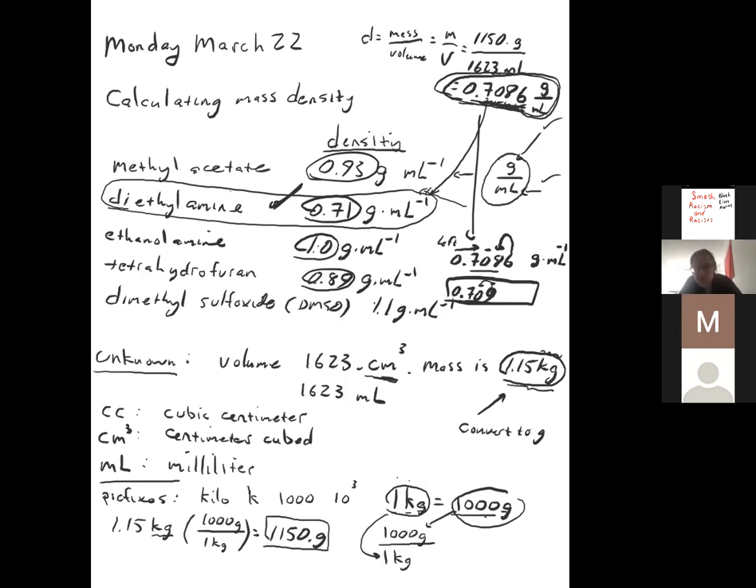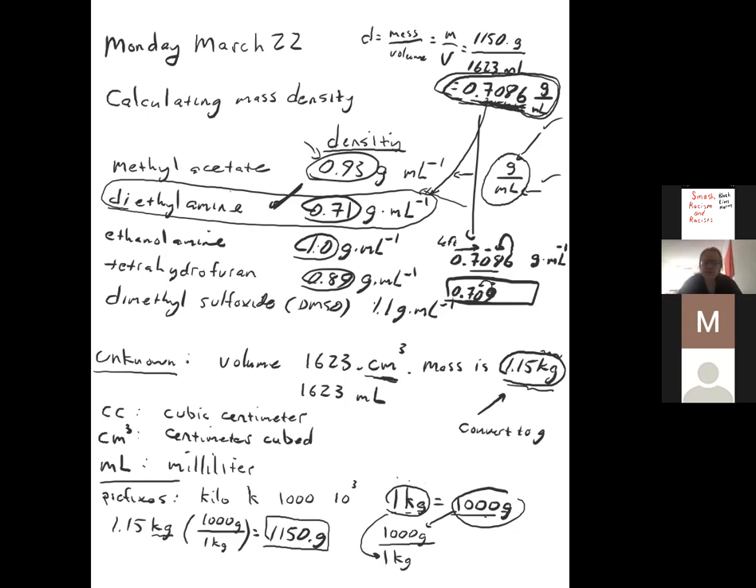Had they gotten 0.92, then you would say, oh, it's closest to methyl acetate. So this unknown liquid must be methyl acetate, and likewise with any of the others, okay? So that's called calculating mass density. I wouldn't say it's a lengthy problem, but there's a couple of steps in there that you have to think about, okay? Let me see, so that's density.